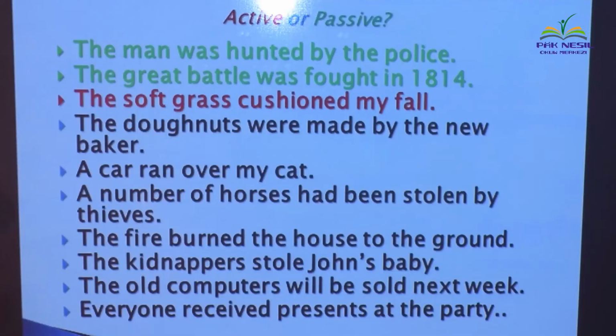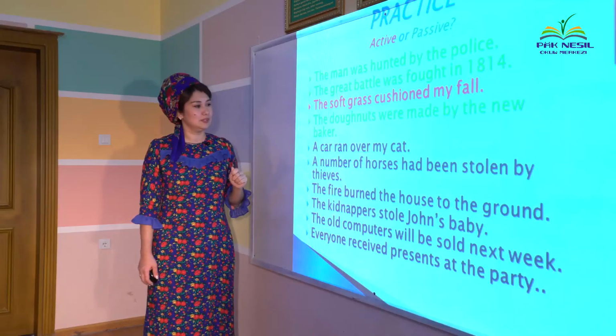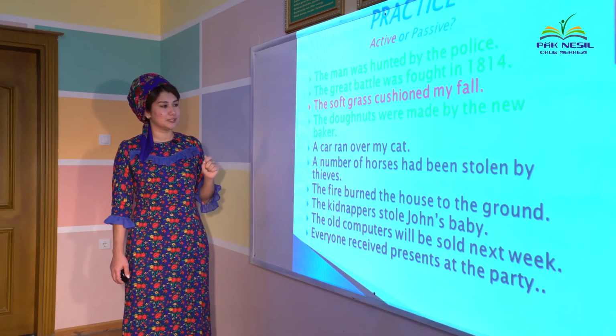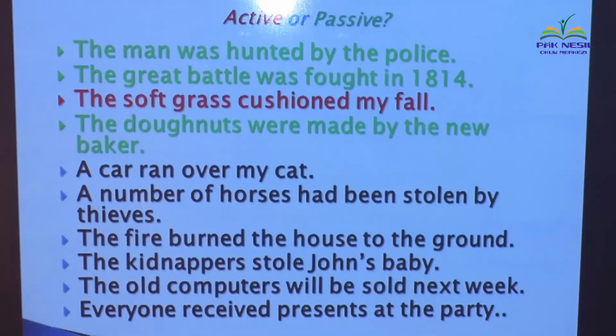The next one. The donuts were made by the new baker. I think it's easy, yes? Because we have by the new baker at the end of the sentence, and this is, of course, the passive voice sentence, right? The next one, a car ran over my cat. Oh. So, what voice is that? Do we have a subject here, the doer of the action? Of course we do have. And this sentence is in active voice, right? We have the doer, a car, we have the main verb, ran, and we have the object, my cat. Yes, it ran over my cat.